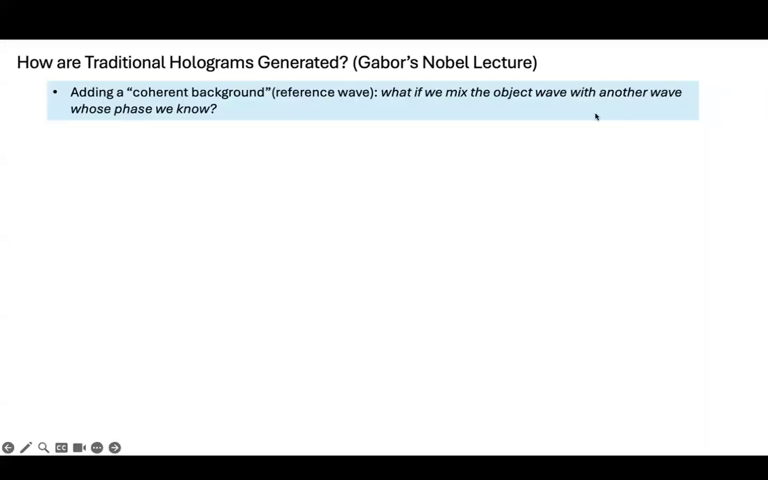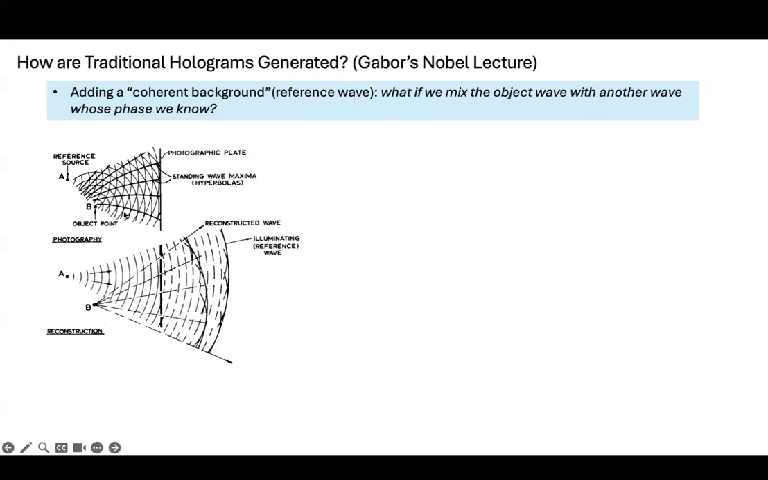So now let's get back to the more theory side of things. How are traditional holograms generated? In Gabor's Nobel lecture, he proposes the idea of adding a coherent background, which is a reference wave. So the concept is, what if on top of the object wave, we mix it with another wave whose phase we know?